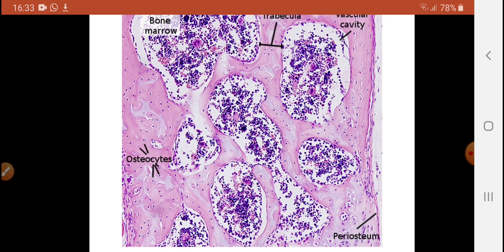Now if we remember from the theoretical lecture, the periosteum is covering the external surface of the bone, and it's made of two layers, the outer layer and the inner layer. Here I won't point out the outer and inner because it's hard to identify, but just for your knowledge we have to remember that the periosteum is made of two layers, the inner layer and the outer layer.